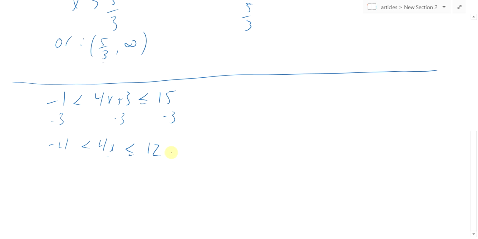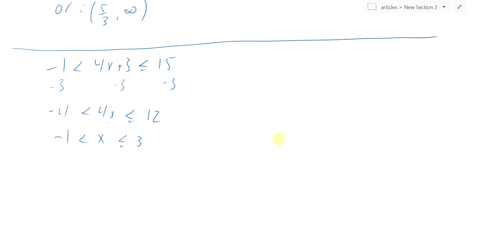And now we can divide through by 4, all 3 sides. Minus 4 divided by 4 is minus 1. 4x divided by 4, that's just an x. And 12 divided by 4 is 3. So, there we've got it.